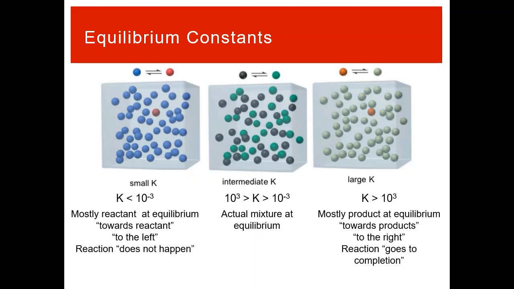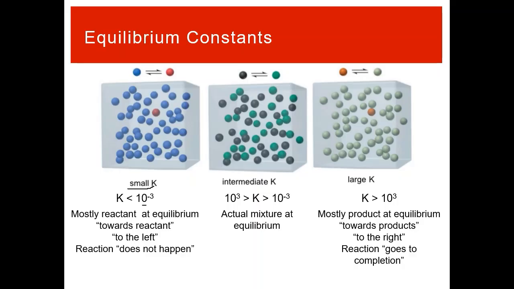And we could take that whole range of possibilities and divide it up into three groupings in terms of describing what an equilibrium looks like. So first, we could have really small values of K, so less than 0.001. These are the cases where we would say the equilibrium lies very much towards the reactants, or towards the left, because that's the left side of the equation.